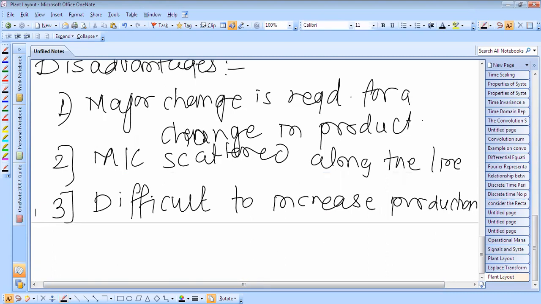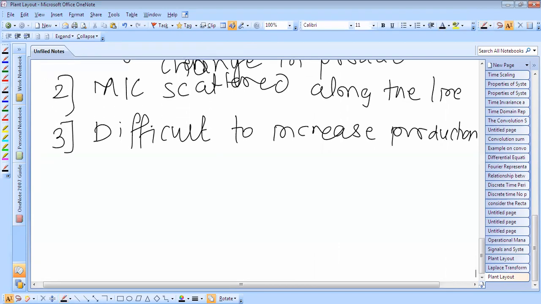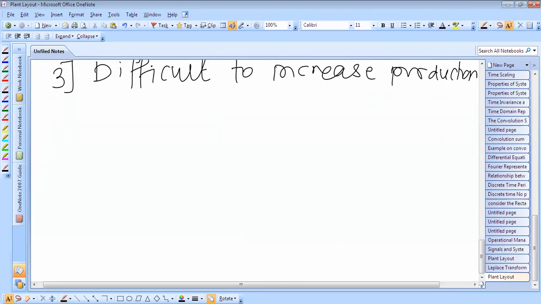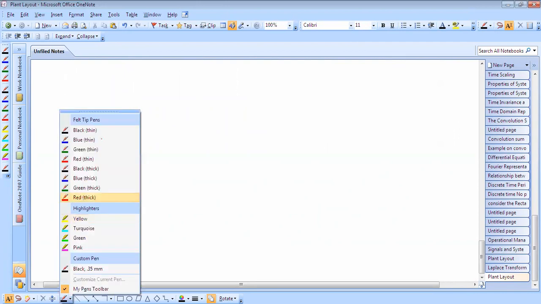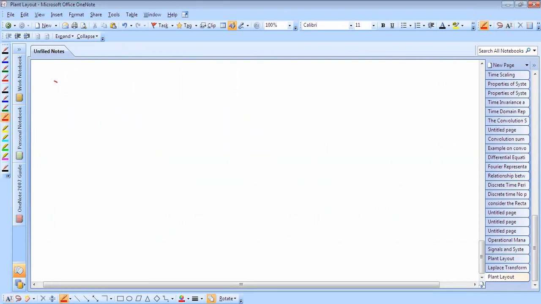So these are the advantages and disadvantages of the product layout. Okay, next is the combination layout.